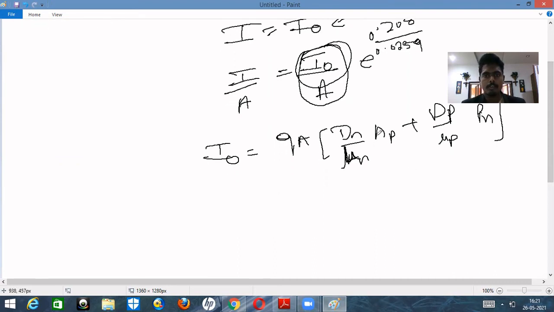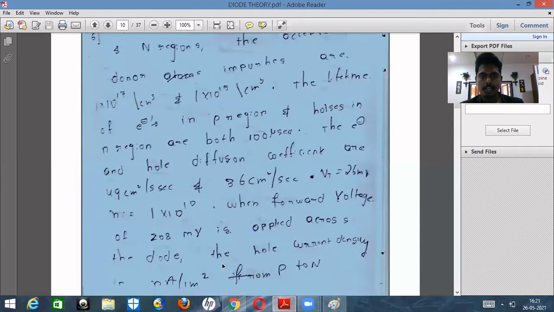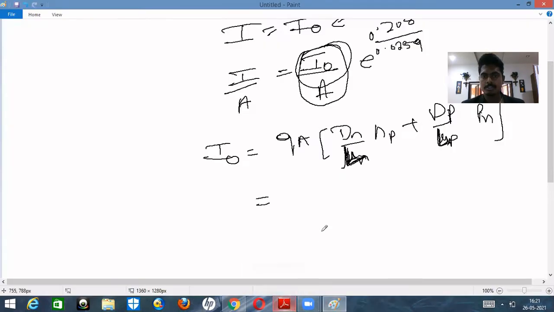We have already seen this. But here look at what is asked: the hole current density in nano ampere per centimeter square from p to n is dash. They are asking only for hole current density. Since they are asking for hole current density, we can neglect this one. So automatically we require I naught by A.